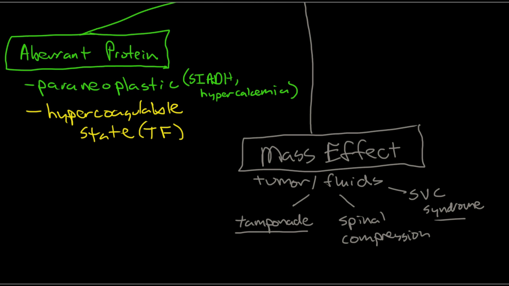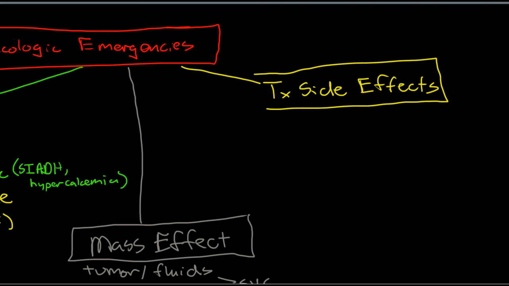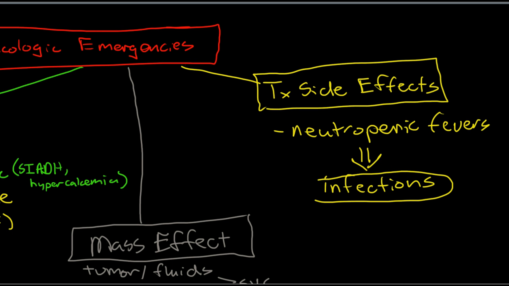Okay, and then the third major cause of oncologic emergencies is treatment side effects. And really the most significant oncologic emergency due to treatment side effects would be neutropenic fevers. Infections due to neutropenia and the immunosuppression that's caused by neutropenia is the number one cause of death for cancer patients. So really, of all of the oncologic emergencies that we're going to talk about here, this is the one that is most likely to lead to the death of patients.